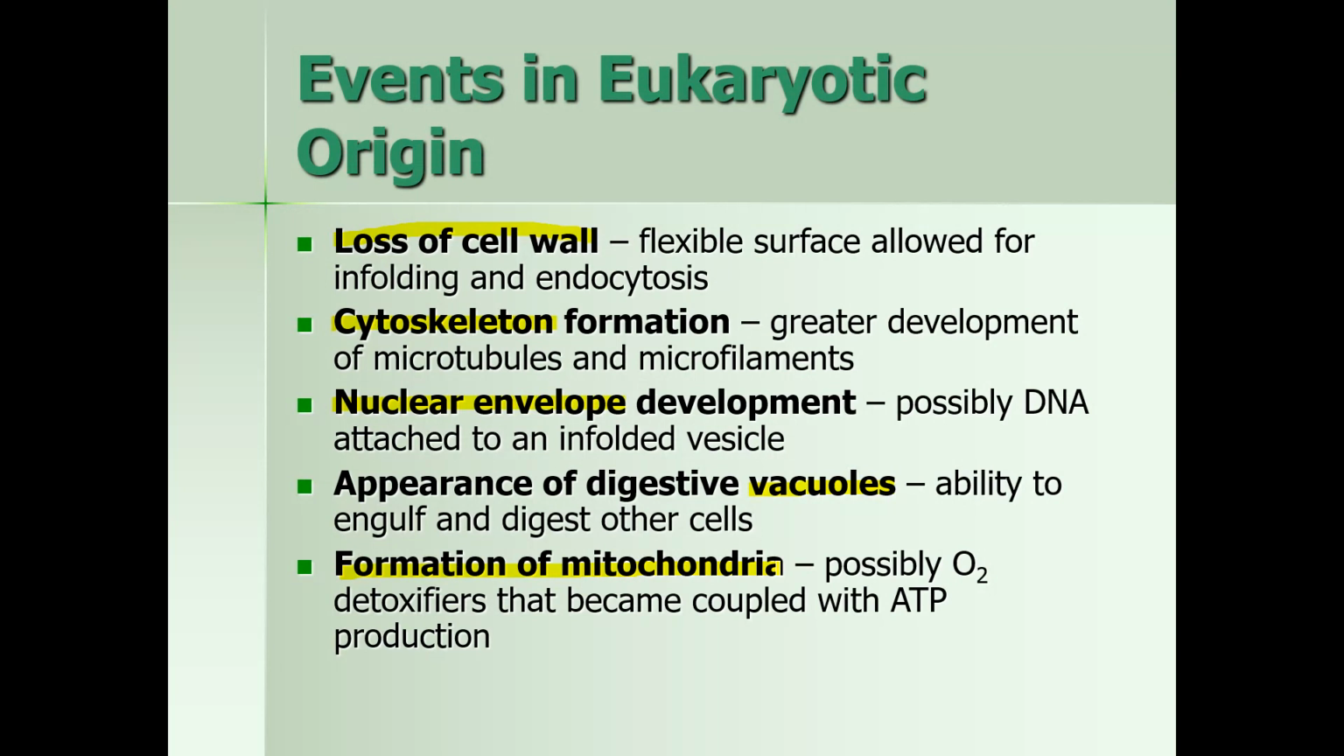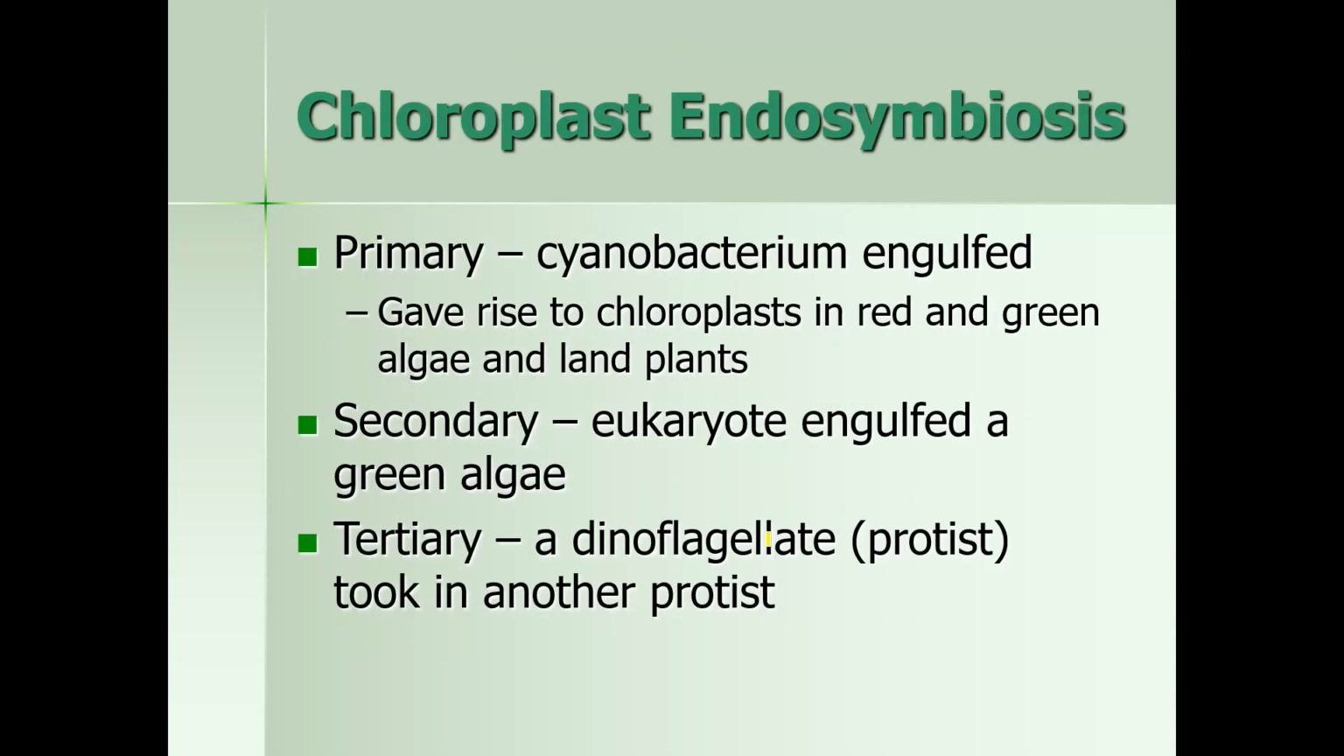But these are just some of the events that would have had to happen in order to create these eukaryotic cells that we see today. Now, when it comes to the chloroplast, there's actually different levels of endosymbiosis. You have primary, secondary, and tertiary.